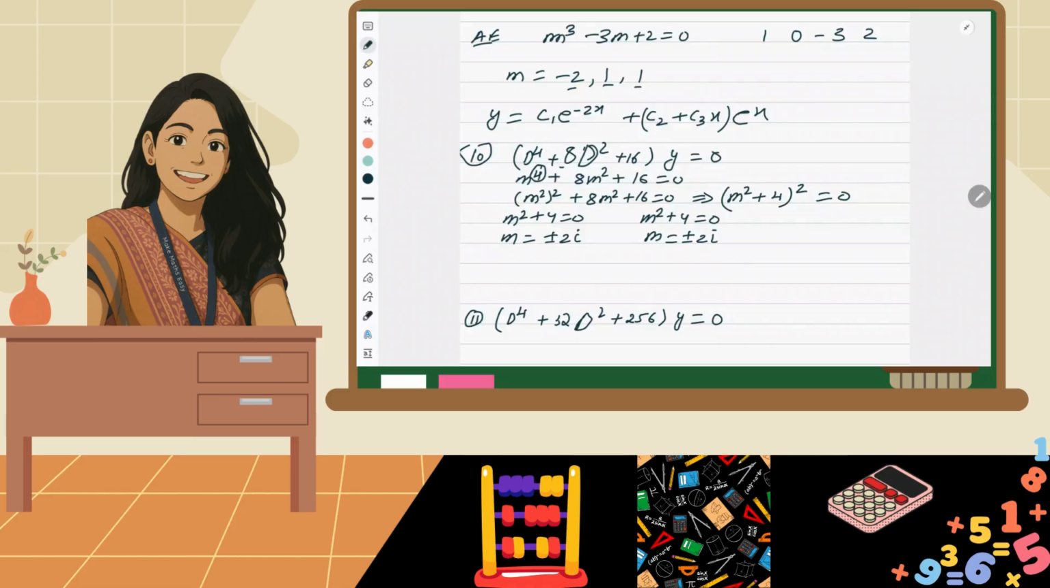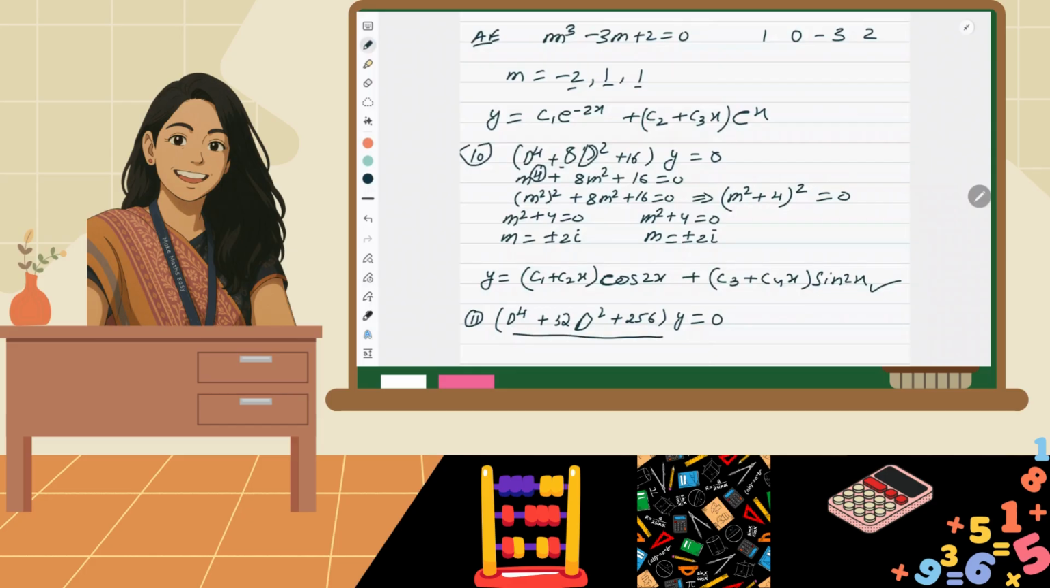Now it is a complex root which is repeated and real part is 0. So what is the answer? Answer is e to the power 0x, no need to write. Then (c1 plus c2x) cos 2x plus (c3 plus c4x) sin 2x. So this is my answer. Correct. Now exactly same pattern.